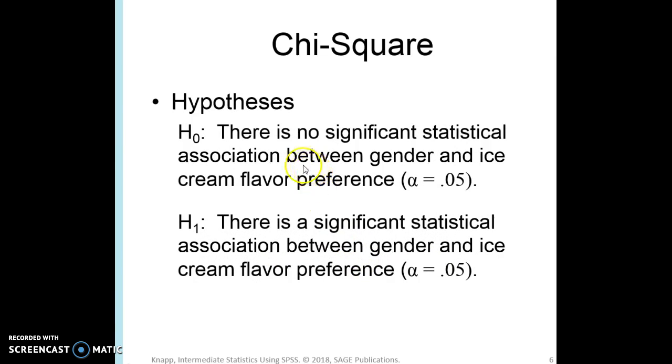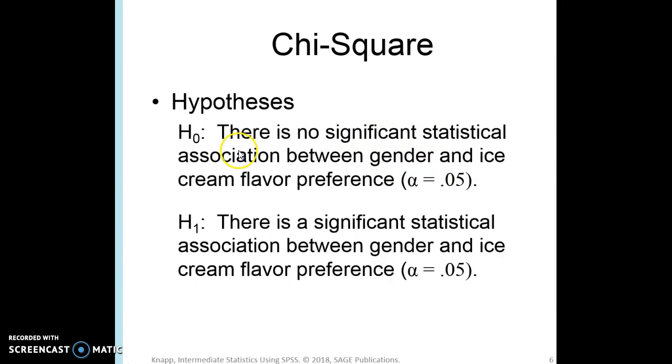Hypotheses, again, we're changing things up here. We're becoming a little more sophisticated. The null hypothesis: there is no significant statistical association between gender and ice cream flavor preference, with an alpha of 0.05. That's where we're going to test everything to.